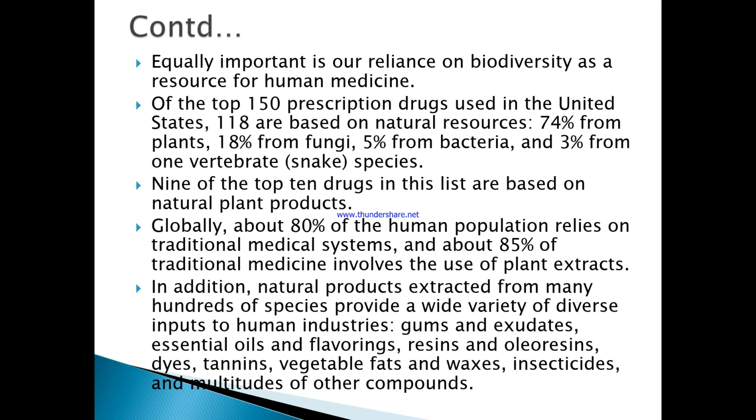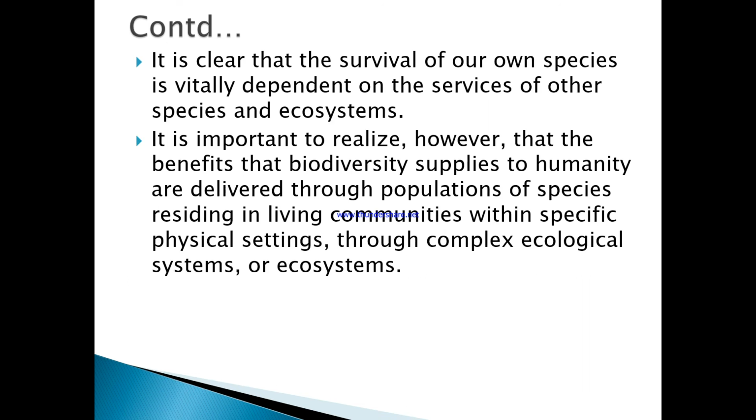So there are so many examples: gums and exudates, essential oils and flavoring, resins and oleoresins, dyes, tannins, vegetable fats and waxes, insecticides, and multitudes of other compounds. It is clear that the survival of our own species is vitally dependent on the survival of other species and ecosystems. It is important to realize, however, that the benefits that biodiversity supplies to humanity are delivered through populations of species residing in living communities within specific physical settings through complex ecological systems or ecosystems.